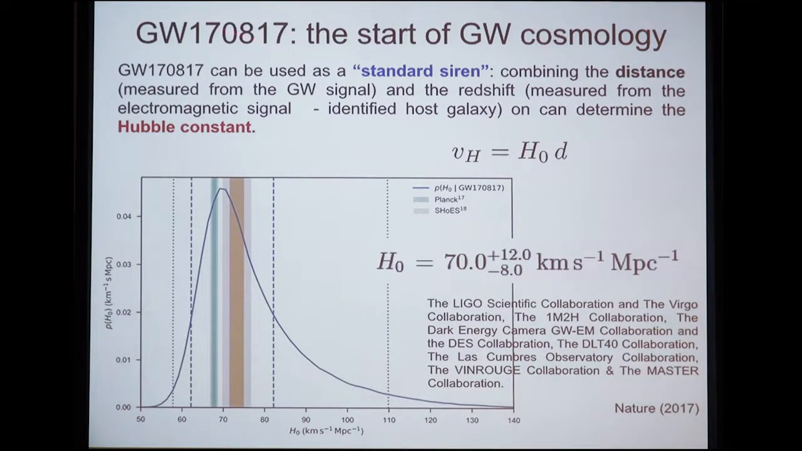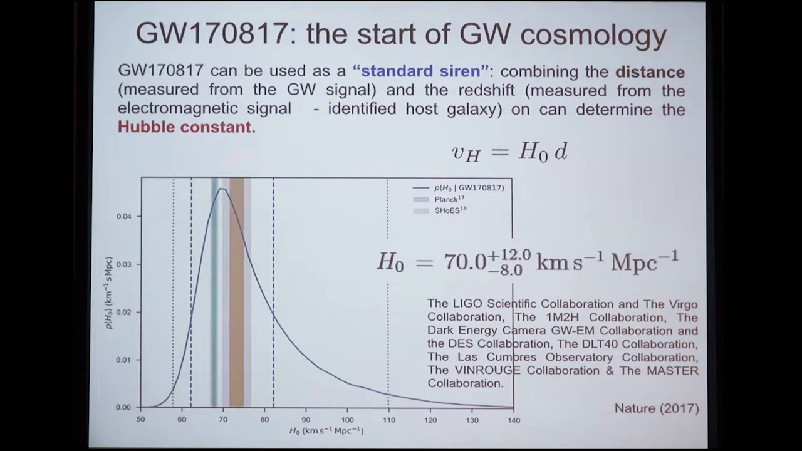So measuring the distance from the gravitational wave signal and the redshift from identifying the host galaxy, you can infer a value for the Hubble constant, which is just the relation between distance and redshift. And so we get this kind of result, and we compare this with other standard results. So here we see the result for the Hubble constant from the Planck satellite mission. This is from type Ia supernovae, which are not completely consistent.